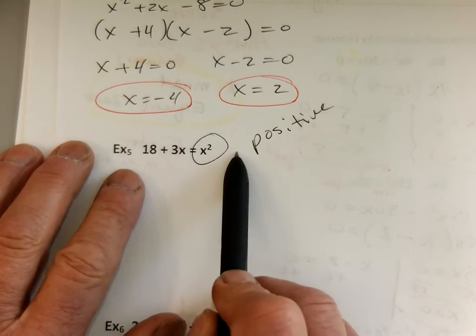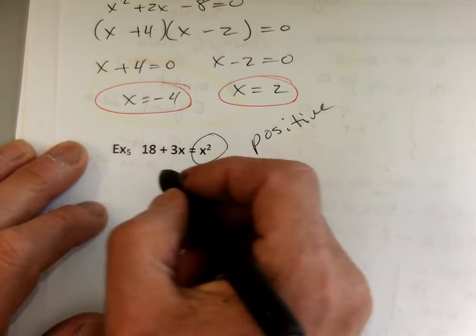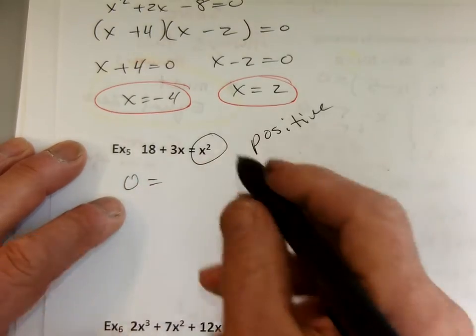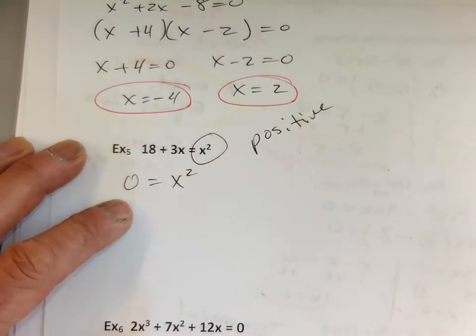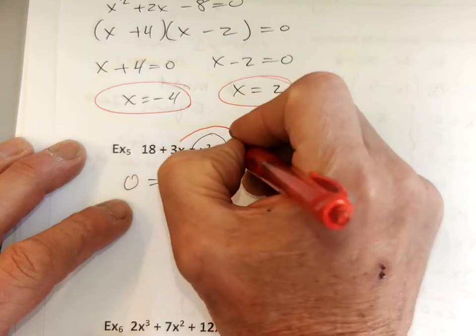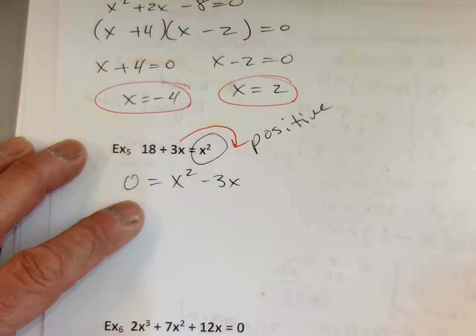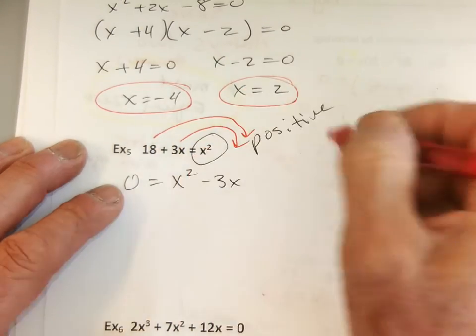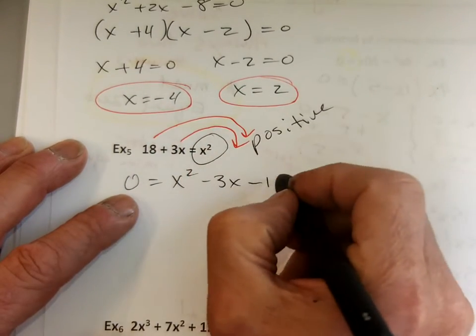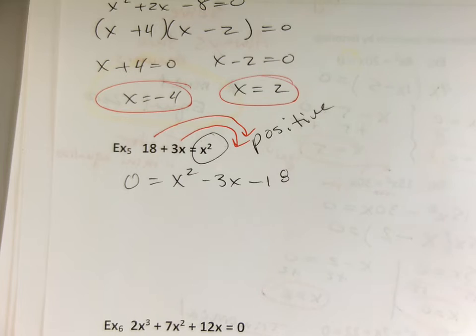Let's move the 18 and the 3x over so that way it would be backwards, but it's going to be like this. I'm going to have 0 equals x squared. I'm going to move the 3x over, so I'll subtract 3x, right? And I'll move the 18 over, so I'll have a minus 18. Good job, Grace. And then it's just backwards, but the same problem, right? It's just backwards.